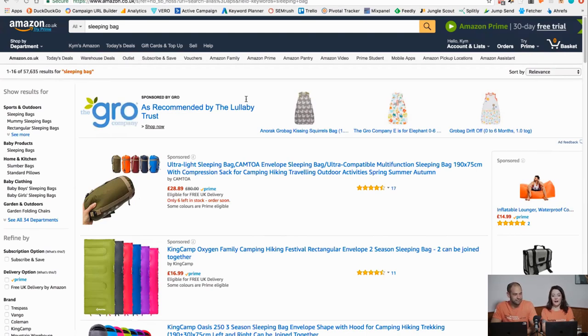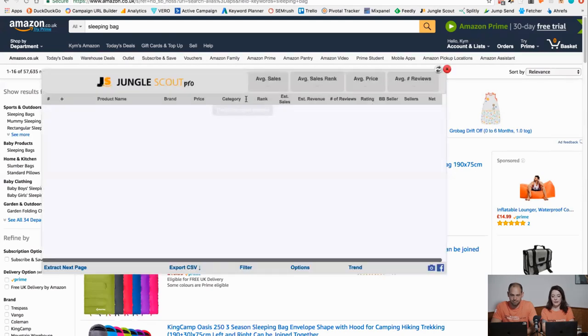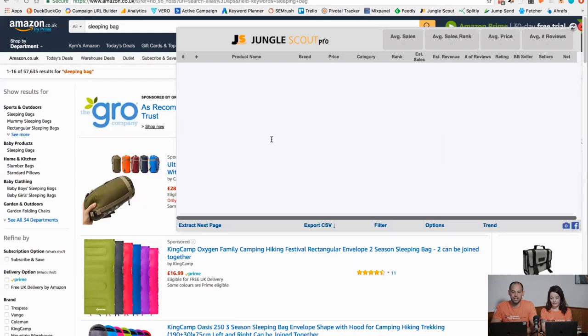So I've gone to amazon.co.uk and I've searched in all departments for sleeping bag. So what you can do is go to your particular niche and search for whatever you think your main keyword would be. And then what I would encourage you to do is sort either by estimated sales or by estimated revenue. That way you can see from the top down which particular products are selling the best, either by maximum unit sales or maximum revenue. And from there, that's when we can be thinking deeper: why are these particular ones doing well?